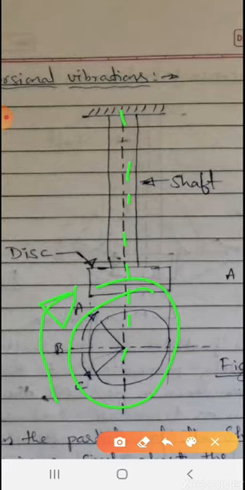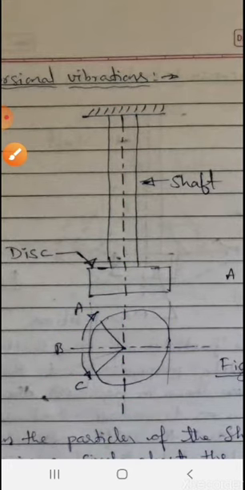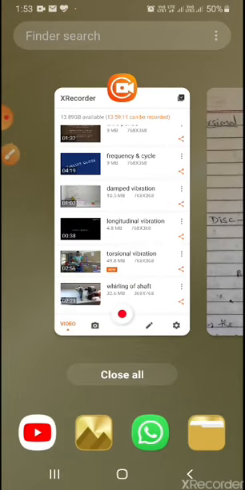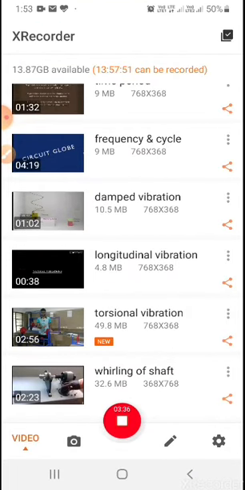the shaft, right? So here I would like to show one simple video of longitudinal vibration and torsional vibration. So this is the longitudinal vibration. The weight has to be fixed to the spring. The spring is fixed at one end and the other end is fixed to the weight, where the axis is parallel to the longitudinal vibration.